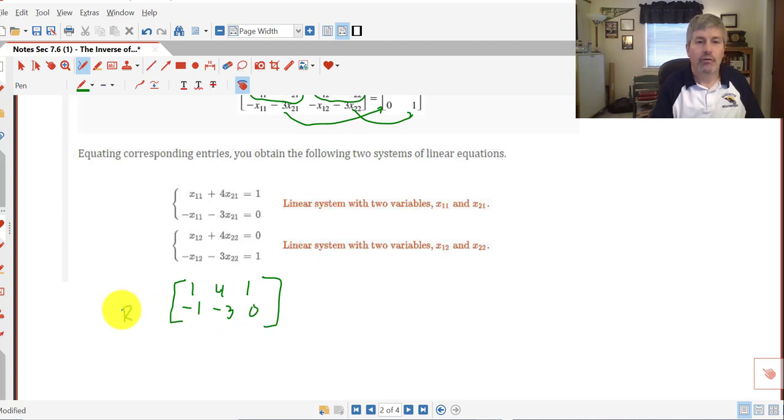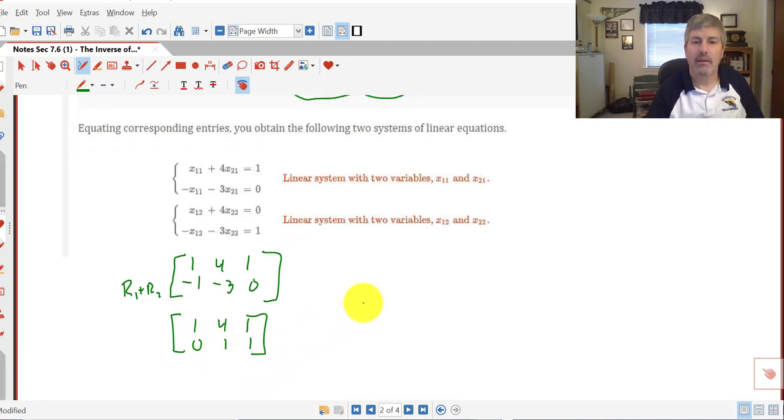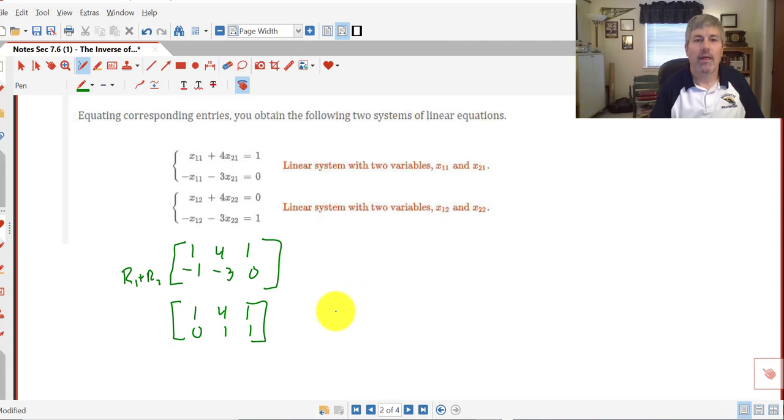Well, if I do some row operations, and if I add row 1 to row 2 and rewrite my matrix, I get 1, 4, 1. That still stays the same, but 1 and negative 1 become 0, 1, and 1. And I can see here, by using back substitution, that x21 equals 1, and then substituting 1 into the other equation, I can get x11 has to equal negative 3 to make that equation work. So now I've got a couple spots in my new matrix.